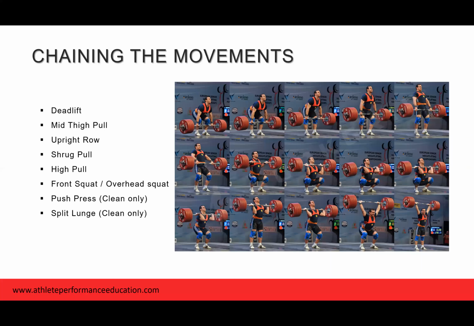So the first phase is the deadlift. So starting with a dead weight from the ground, they'll move into a mid-thigh pull, essentially performing an upright row, followed by a shrug pull. A high pull will occur next, and then the front squat or overhead squat, overhead squat for the snatch and front squat for the clean. And then the push press and the split lunge will be the patterns that occur for the clean movement only.